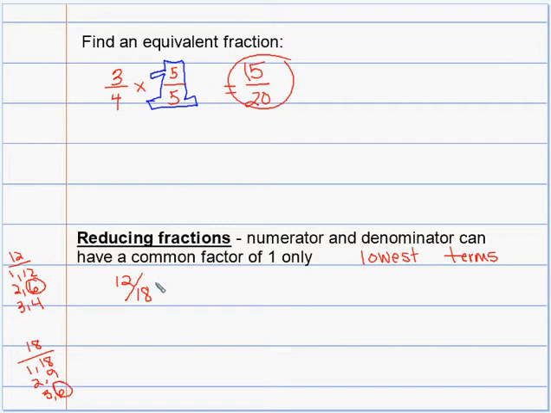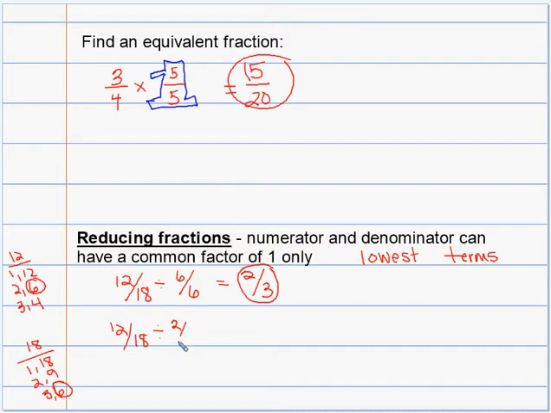So then we can divide both the numerator and the denominator by 6 to get our equivalent fraction. 12 divided by 6 is 2, and 18 divided by 6 is 3. Okay, so that is reduced because we know that 2 and 3 only have 1 as a factor in common. Now, another way that you could do this is if you look at 12 and 18 and you'd say, oh, well, I know that they're both divisible by 2.